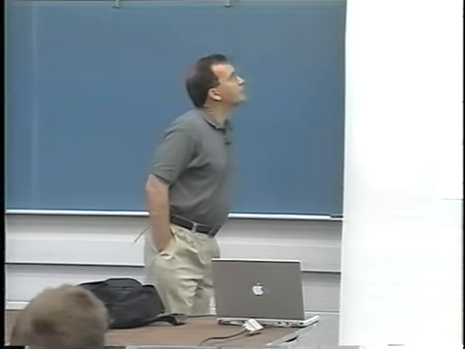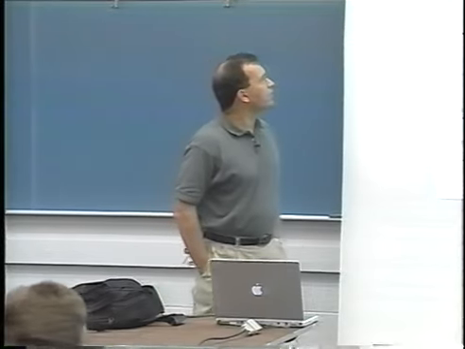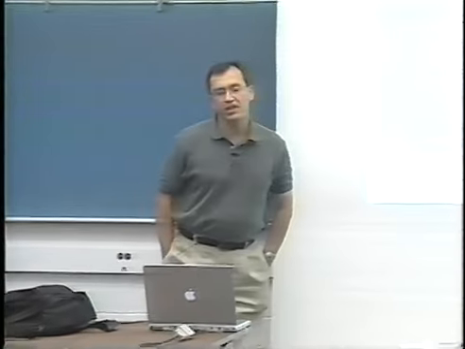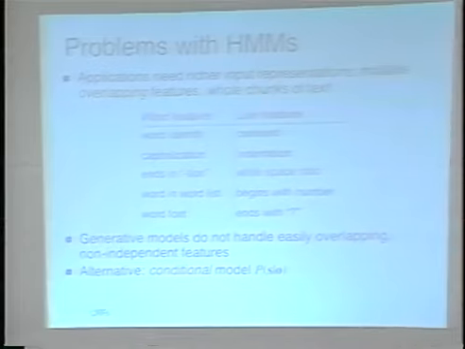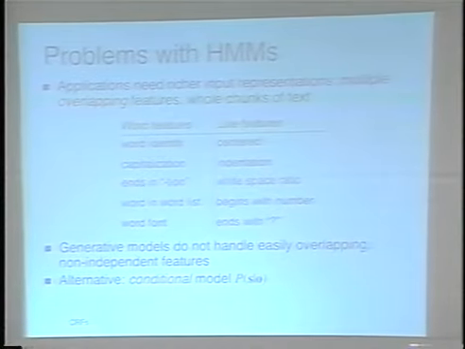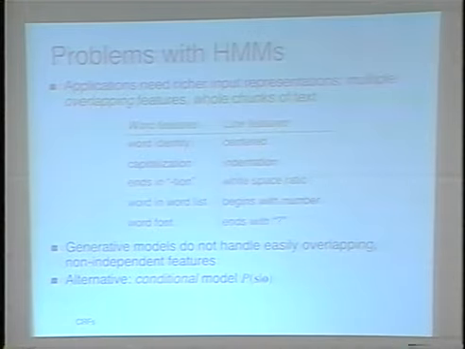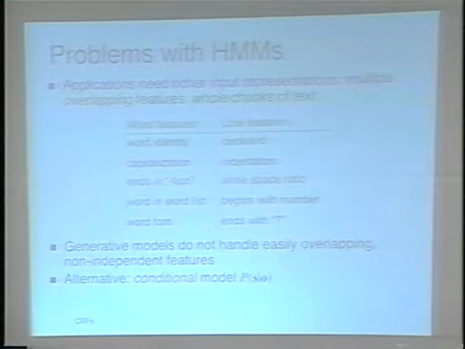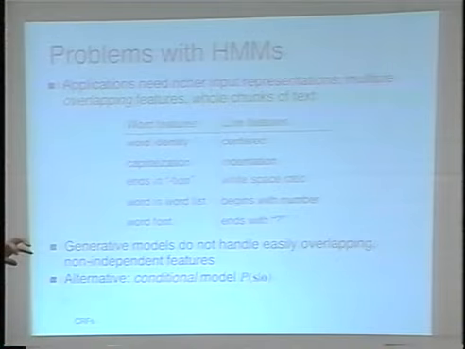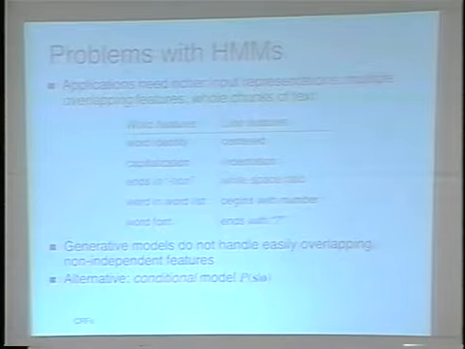However, there are some problems. The main problem is that there are lots of overlapping features of the input that you'd like to deal with in your model. But the hidden Markov model really doesn't help you there, because the hidden Markov model is saying, okay, I'm at this state, what's the probability of observing that word at this state? It doesn't say, well, what's the probability of observing a word that's capitalized and ends in ing?